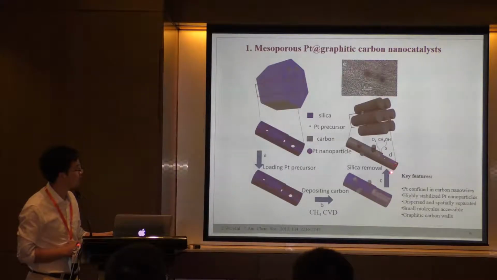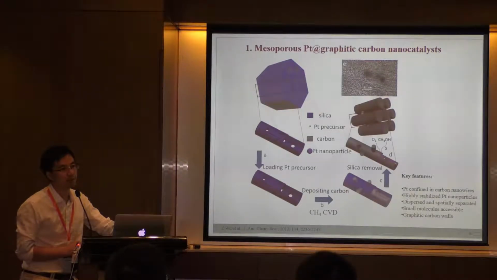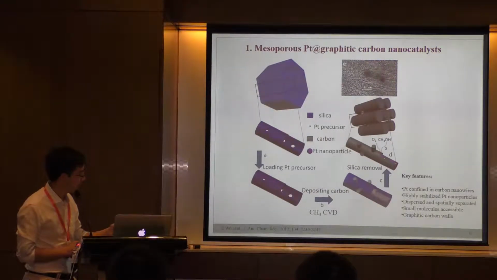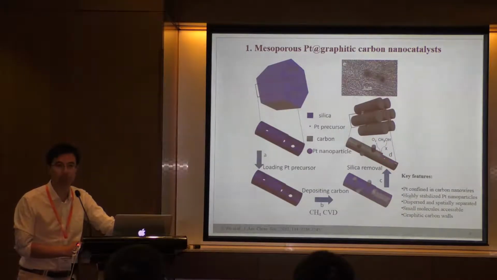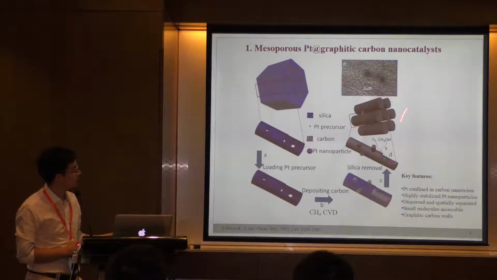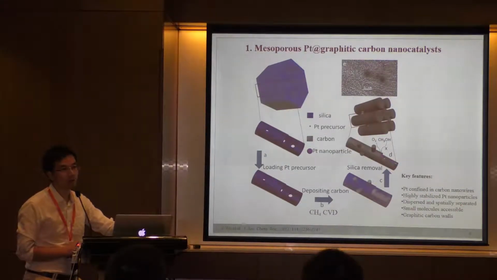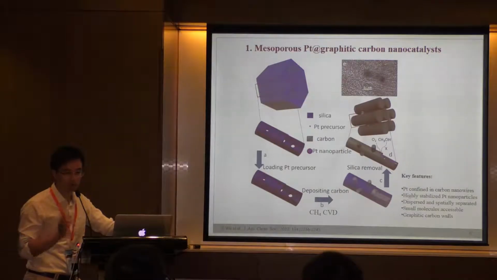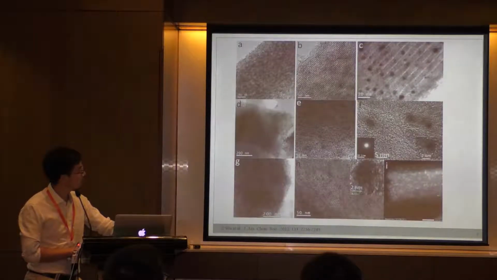That's the platinum nanoparticles embedded in this carbon nanowire. Of course, carbon is always more or less microporous with many small pores, so it's accessible to very small molecules like oxygen and hydrogen, but not to molecules like methanol. This feature makes the catalyst highly stable, but the activity may not be so high as compared to noble metal-based nanostructures. So here are some structures.